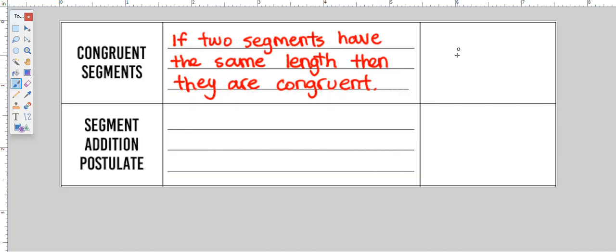So let's say I have line segment AB. This is line segment AB. I did my best. That's all we can ask for. And then I have line segment CD.